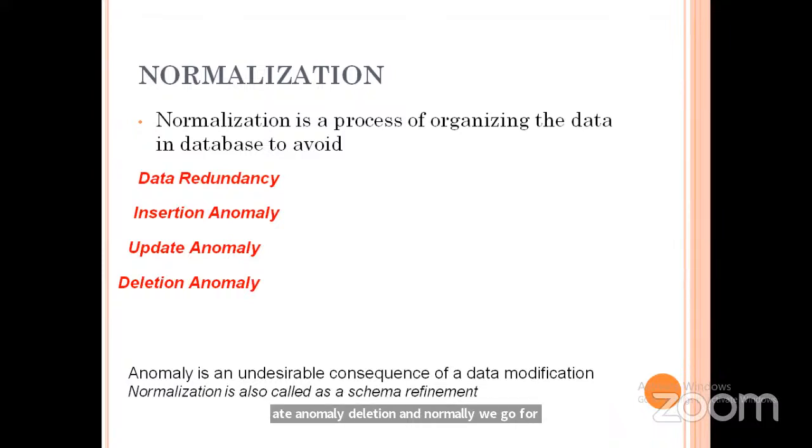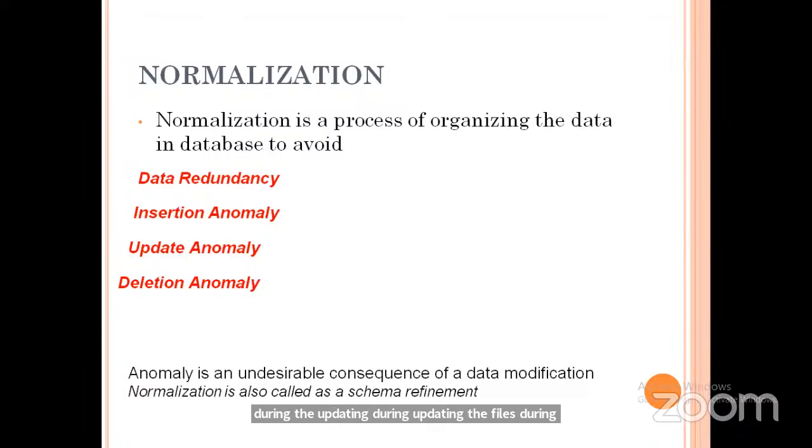Normalization is also said to be a schema refinement. It is performed to reduce the data redundancy, mainly used for reducing the data redundancy. So normalization is used to avoid data redundancy, insertion anomaly, update anomaly, delete anomaly. Anomaly is nothing but a problem, an issue, an error. Some undesirable consequences may occur during updating the files, during updating the database.